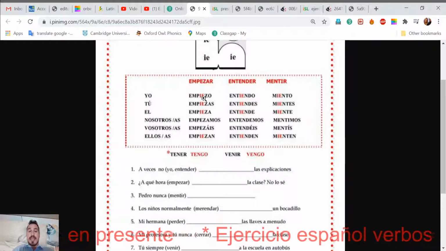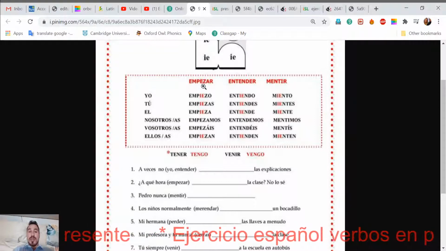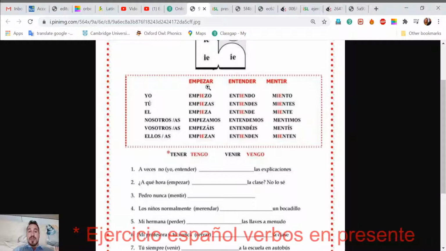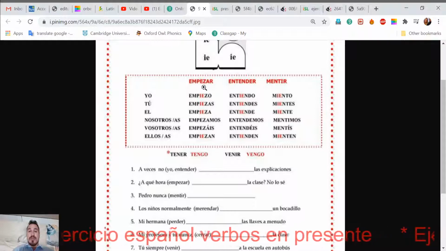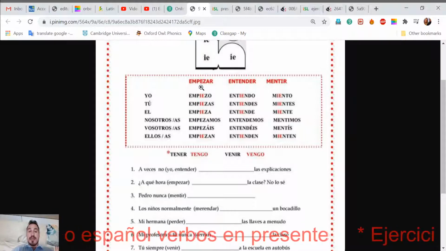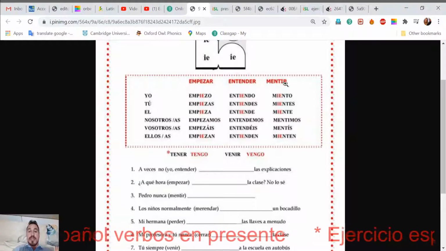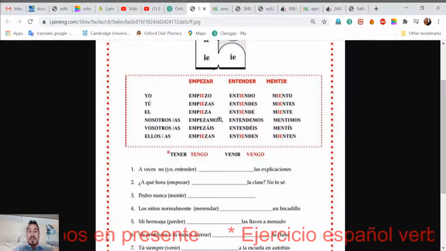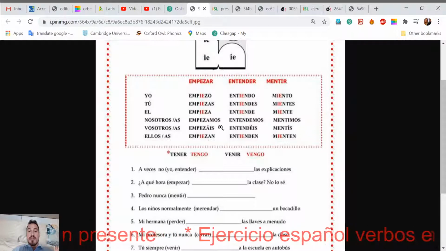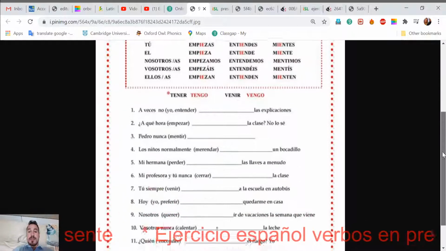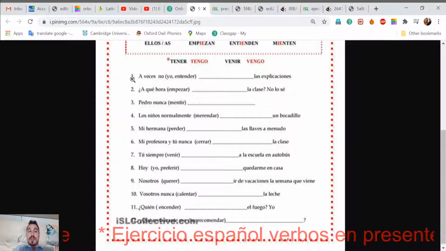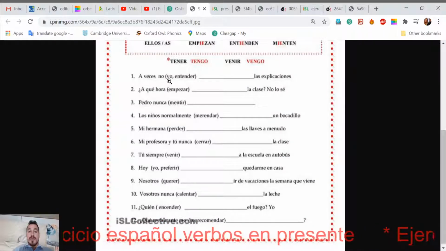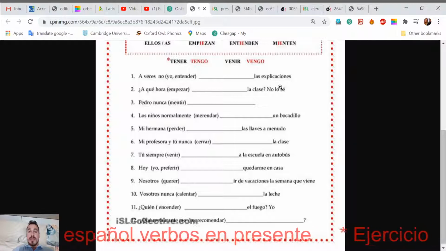This is a ye in Spanish. So e gets split into ye. It's like you introduce this e sound before the a sound. Okay, so ye. Empiezo, empiezas, empieza, but empezamos, empezáis, empiezan, right? So I get started. A veces, sometimes, no las explicaciones.